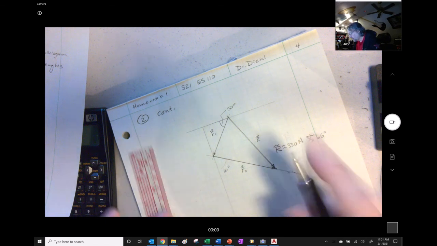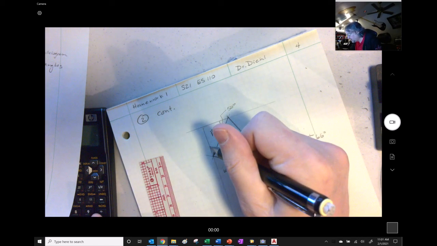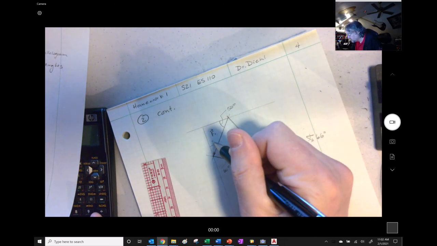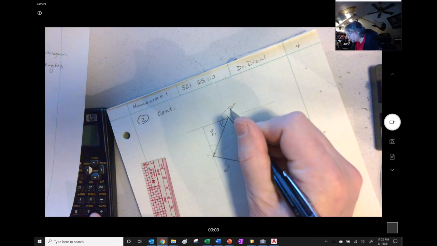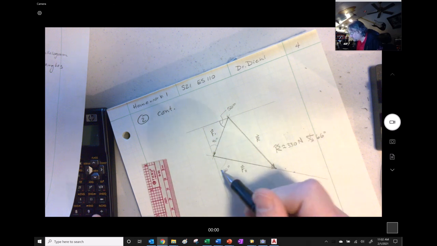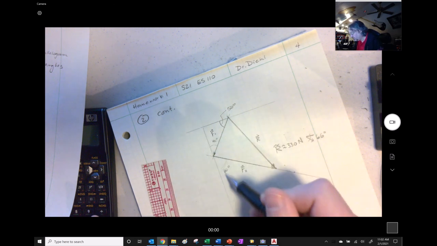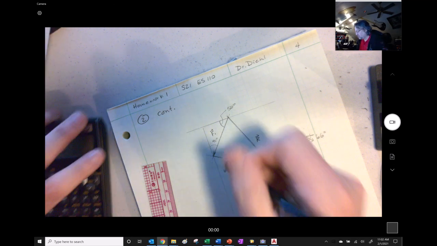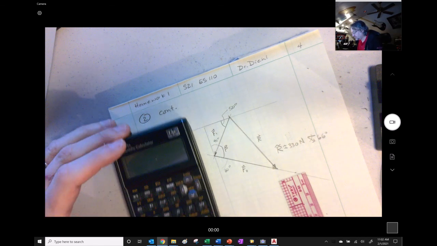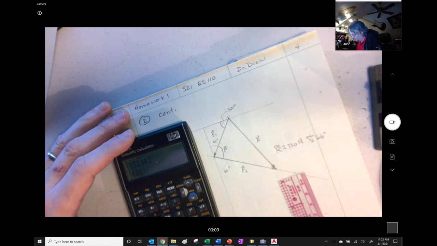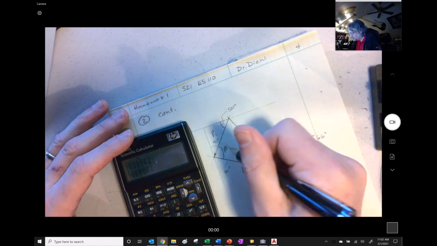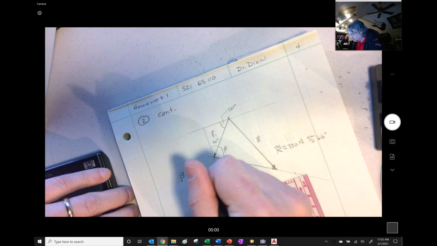So let's write that in there. This angle right in here should be 40 degrees. Is that true? Because that's 50, and this is a right triangle, so this should be 40 degrees. So if that's 60 and that's 40, this angle right in here, which I'm going to call beta again, is going to be 180 minus 60 minus 40. So beta is 80 degrees.